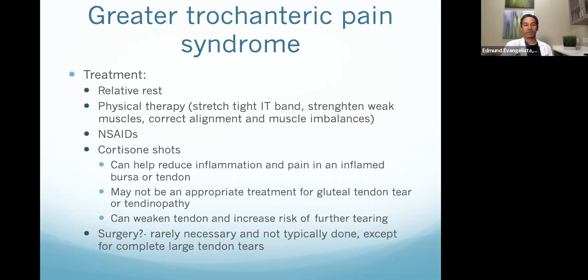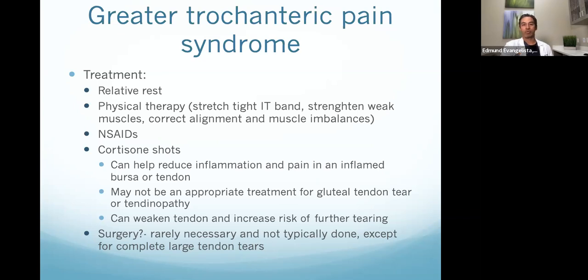What about surgery for this condition? Surgery is rarely necessary. If someone goes to a surgeon with gluteal tendinopathy or partial tearing, surgery is rarely recommended. Only if the tendon is completely torn, and if there's a large tear of the tendon, then they would theoretically go in and repair it. So it's not a very common surgery.